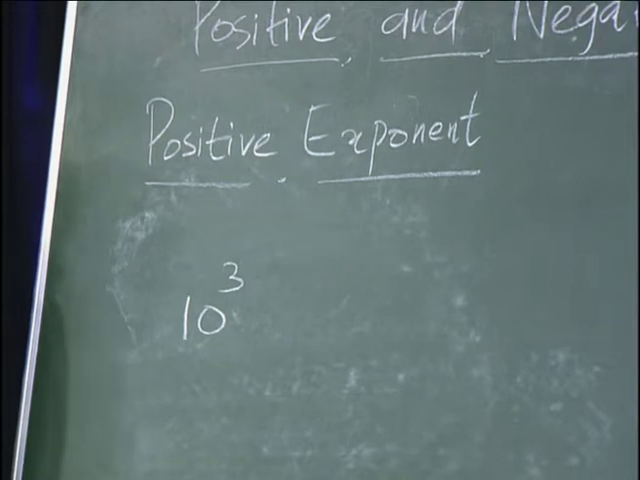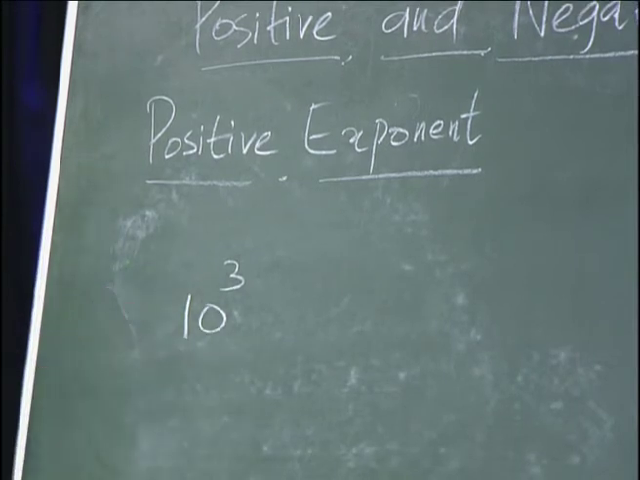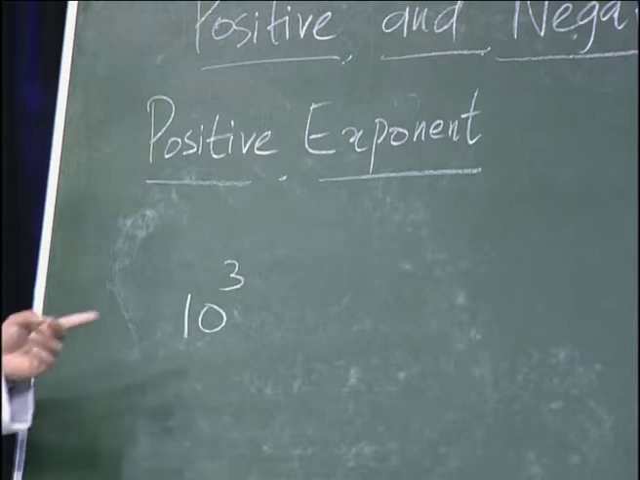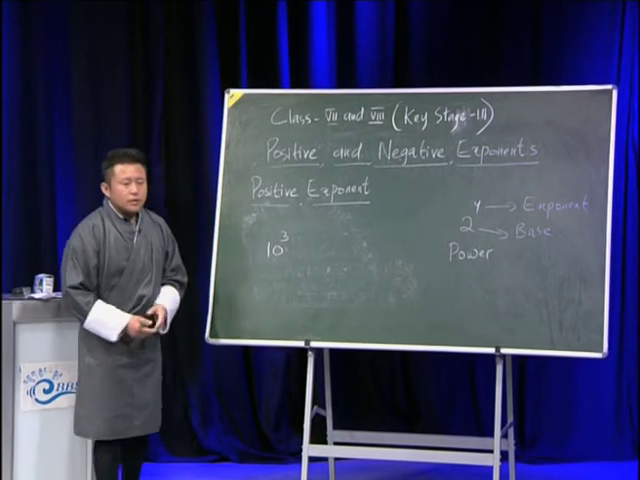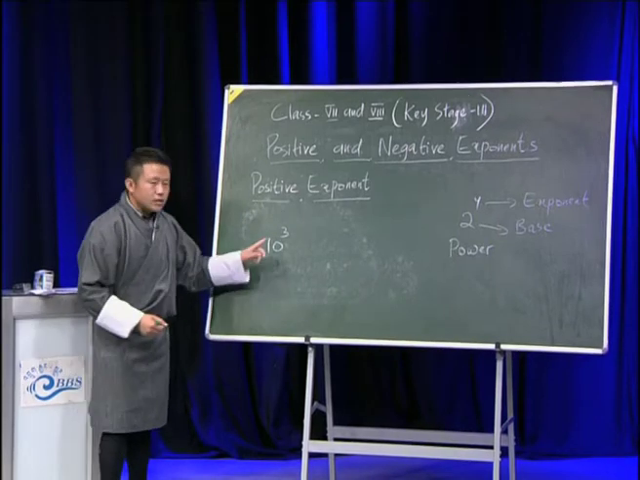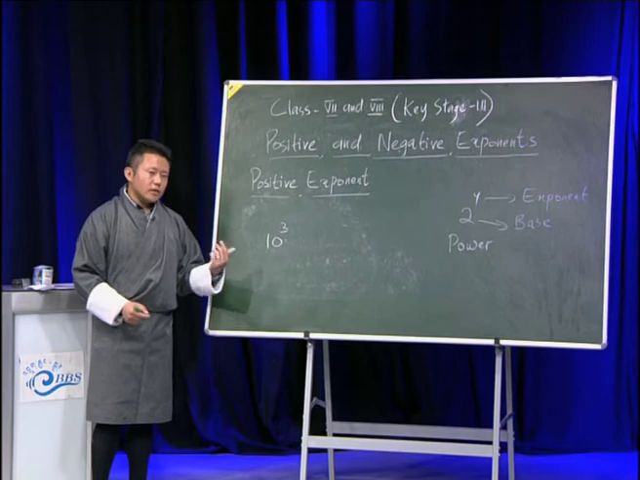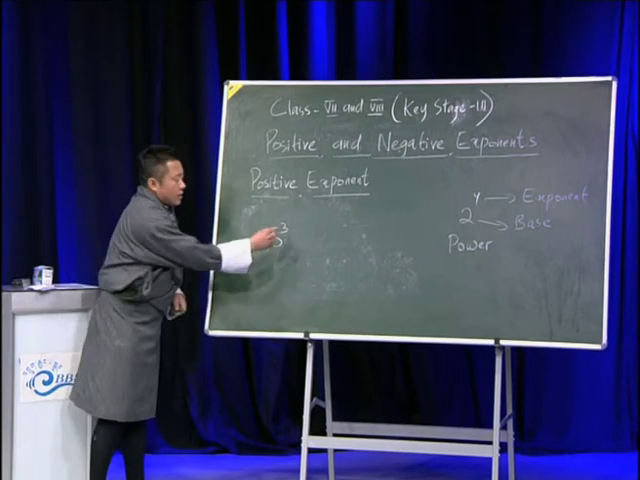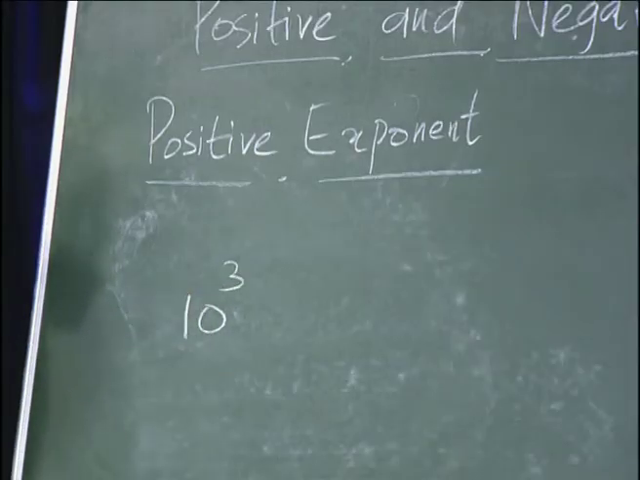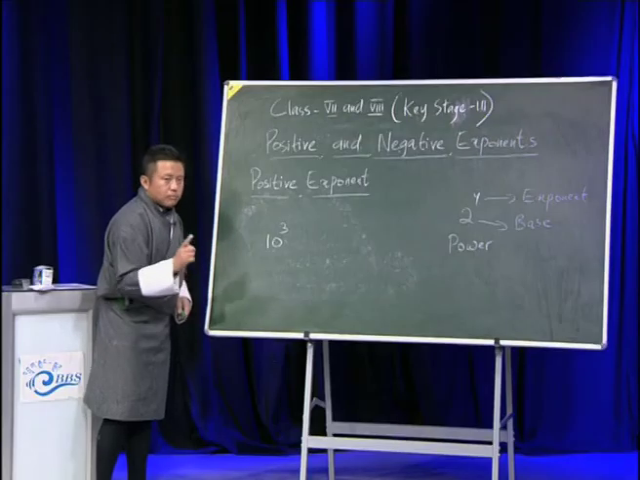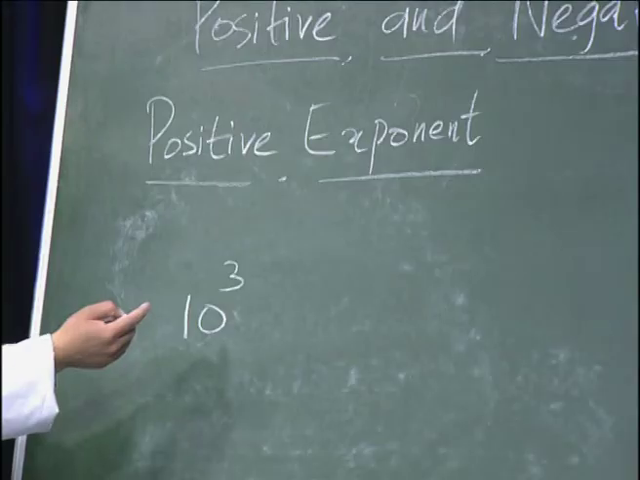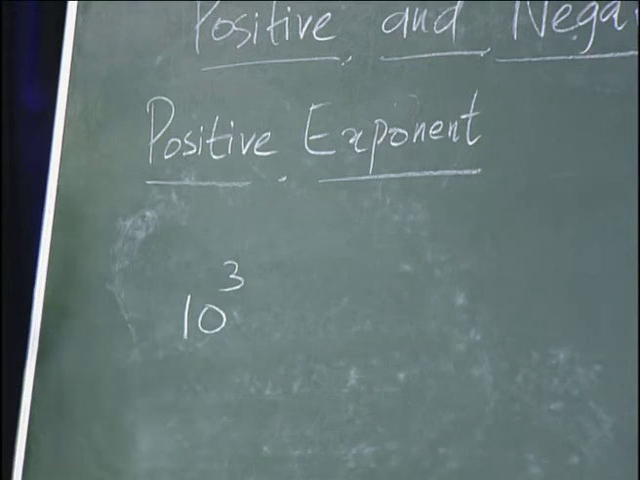Now, when you look at the exponent, you don't see any integer sign, right? If you do not see any integer sign, you have to understand that it is positive. Actually, we have learned in class 6 and 5 that if you do not see any integer sign, it is positive. So this is a positive exponent.